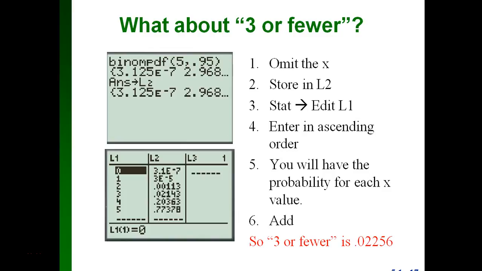So if I want to know 3 or fewer, I can say, well, here's my probability for 3. Here's my probability for the 2. This was really a 0, and this was really a 0. So I'll just go ahead and add these two guys up. And the probability that my x is 3 or fewer is going to be 0.2256, and you round to wherever they want you to round. Usually it's 4 decimal places, so probably 0.0226.